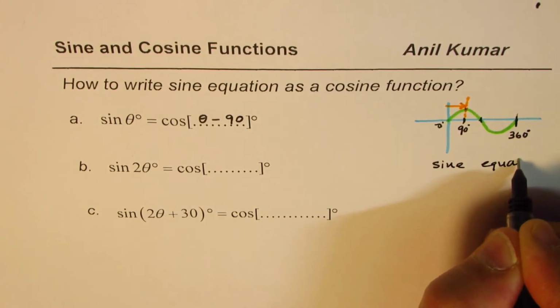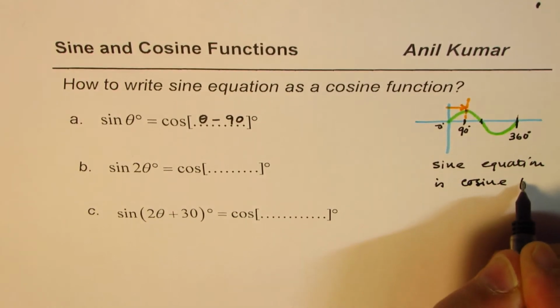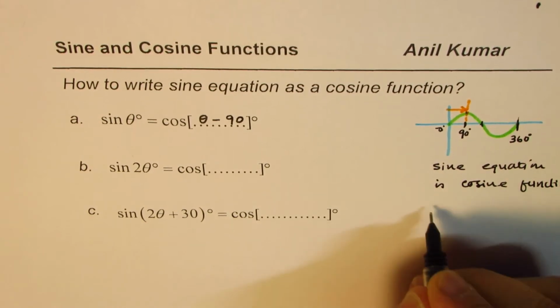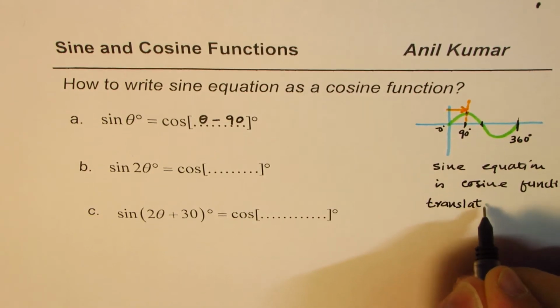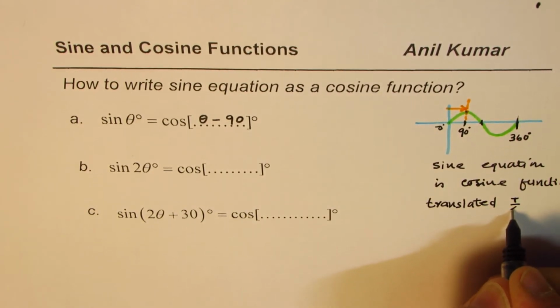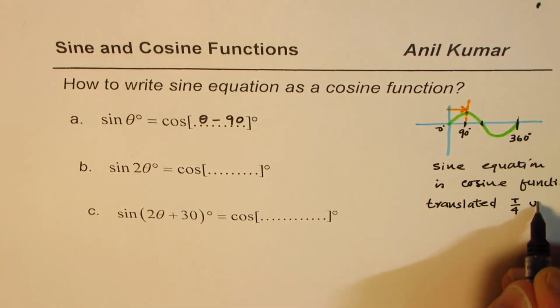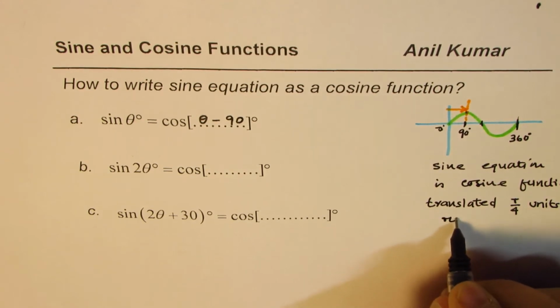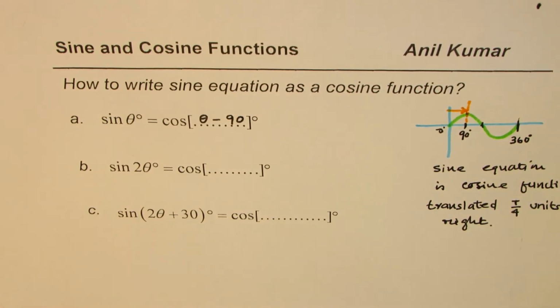So let's summarize here. A sine equation is a cosine function translated by 1/4 of the cycle. 90 degrees is 1/4 of the cycle. So in general, we could write this statement to describe how a sine function can be written as a cosine function. Is that okay? Now let's follow these rules and write down the answers for the others.